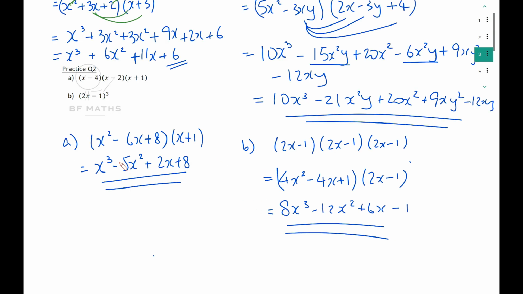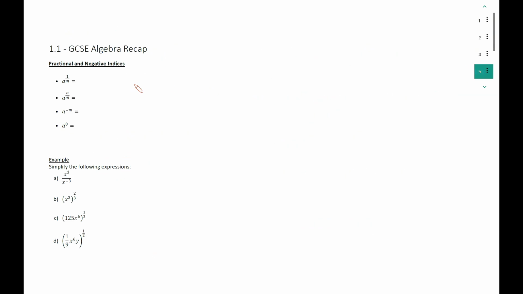Here are the answers for practice question 2. Expand double bracket. Make sure when you cube the negative bracket, you are careful with the negative sign, and that's all really. Right, next, fractional and negative indices.